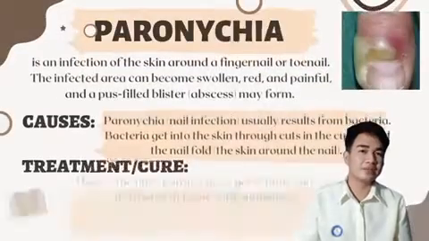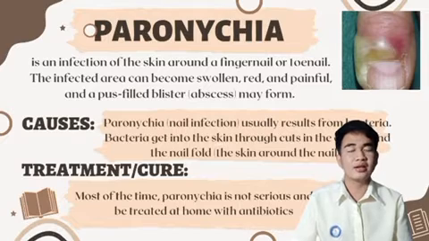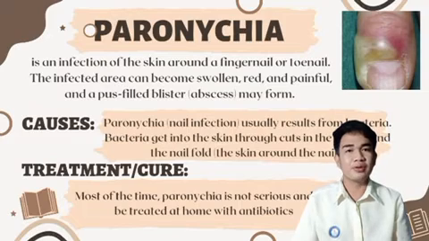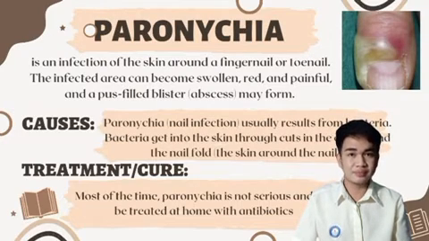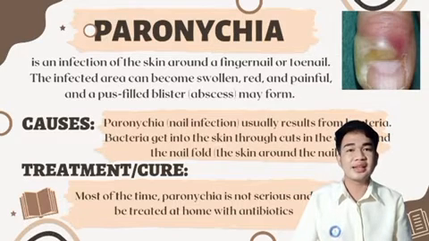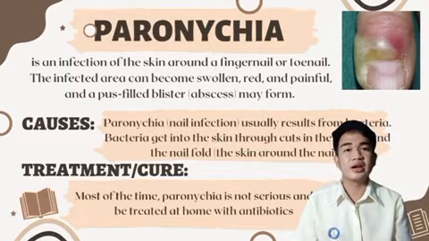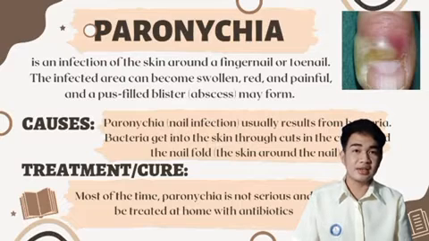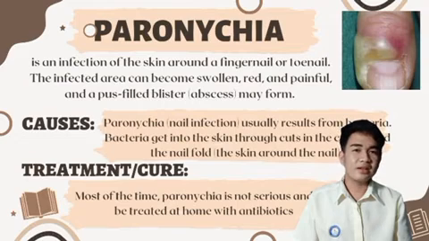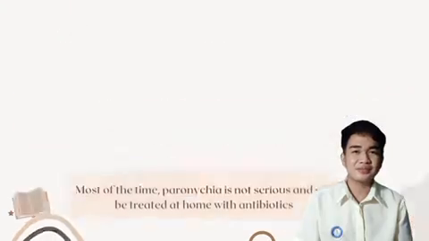We have the paronychia. Paronychia is an infection of the skin around the fingernail or toenail. The infected area can become swollen, red, and painful, and a pus-filled blister may form. Most of the time, paronychia is not serious and can be treated at home. Paronychia usually results from bacteria. Bacteria get into the skin through cuts in the cuticle and the nail fold. Most nail infections, or paronychia, get better with antibiotics.